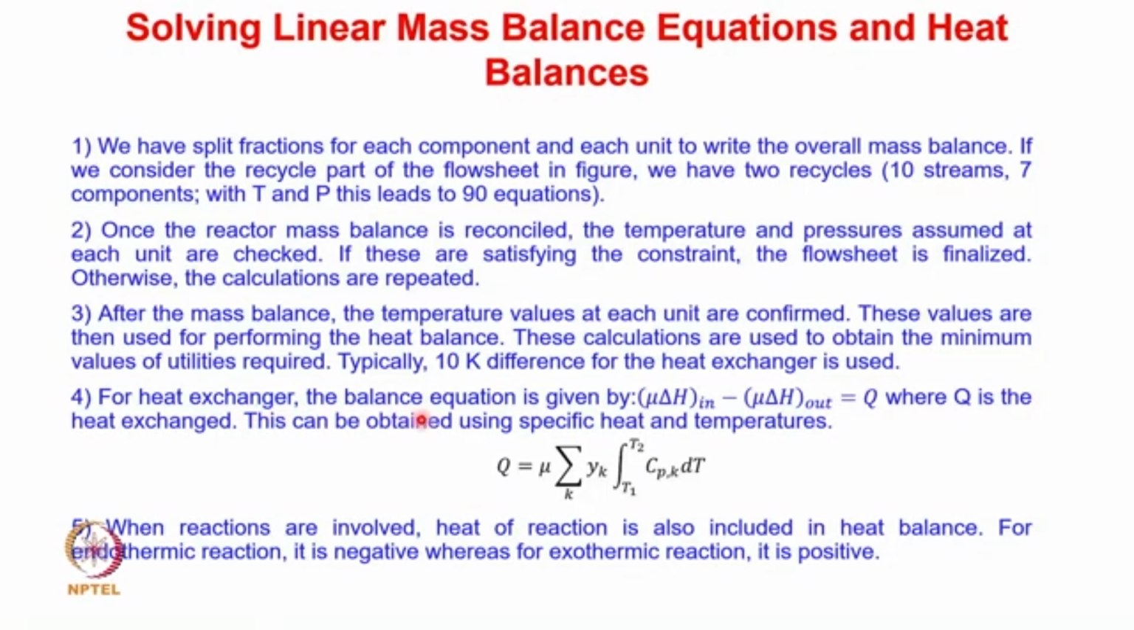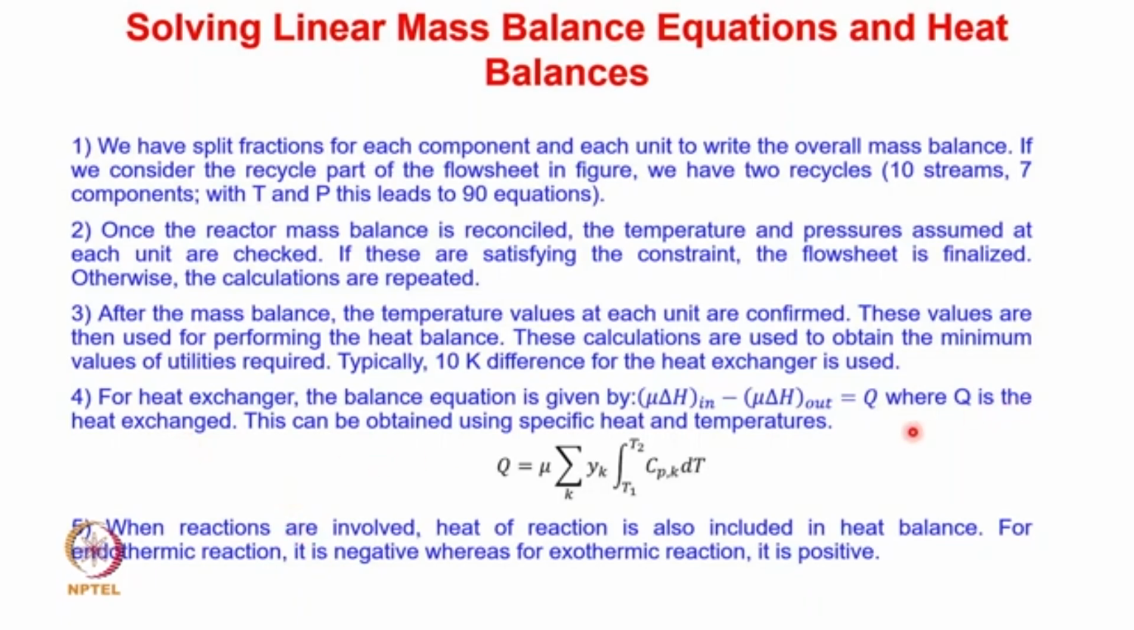Again, for the heat exchanger, if you look at the balance equation, it is what? So this is nothing but the sum of mΔH in, that is nothing but m Cp dT. So this is nothing but the heat input, and this is nothing but mΔH out. So input minus output gives Q. So Q in this case is nothing but the heat exchanged in the heat exchanger, isn't it?